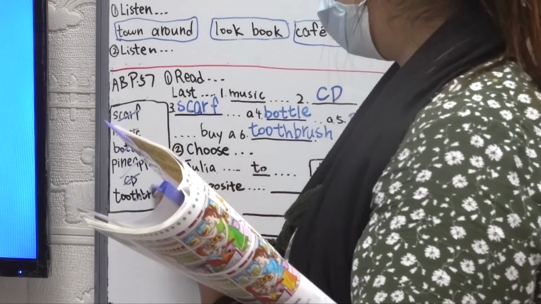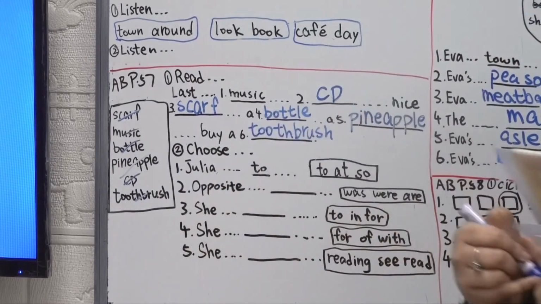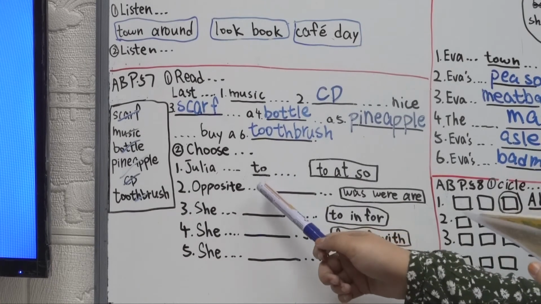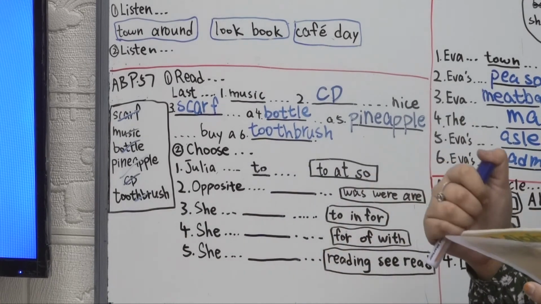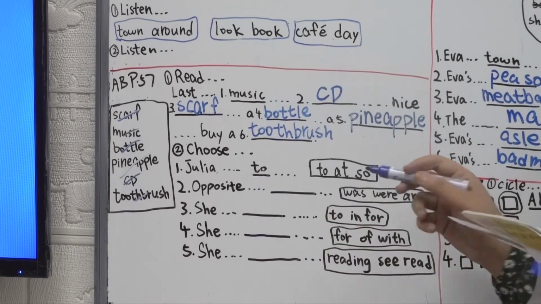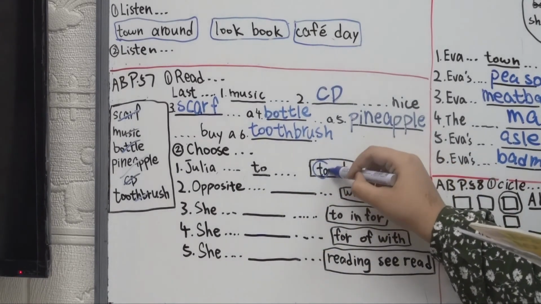Yay, here we go. Part 2. Let's move on. Choose the right words and write them on the line. So number 1 has been done for you. Julia went to town to buy a toothbrush. So the word to comes from here.